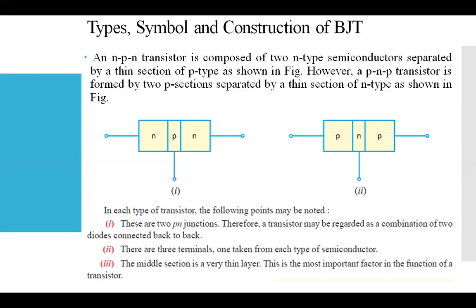And the third point is that the middle section is a very thin layer. This is the most important factor in the function of the transistor. As shown in the diagram, the thin layer is the N type material or the P type material in the case of PNP and NPN transistors respectively. The layer of that structure will be very thin. So this is the construction given here for the BJT types, NPN and PNP transistors.